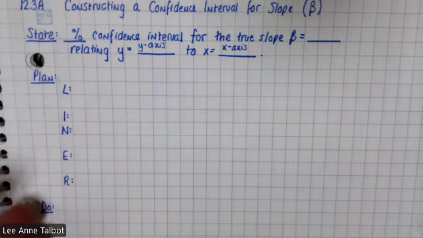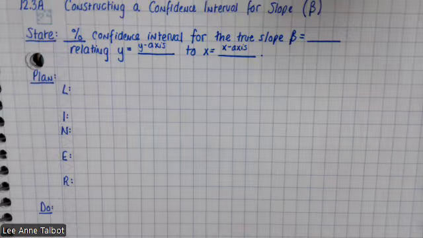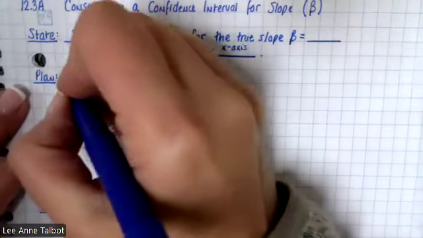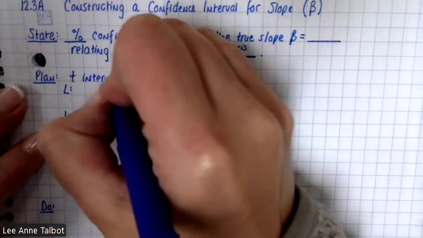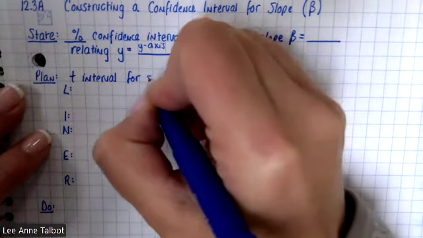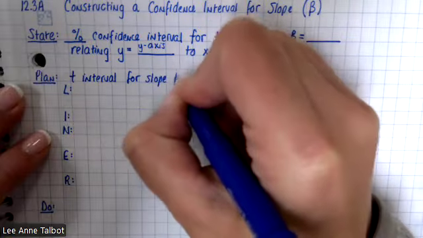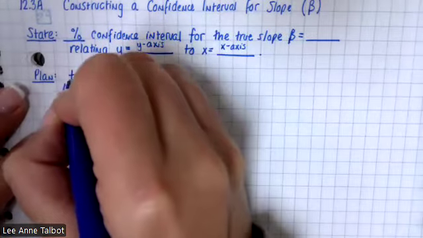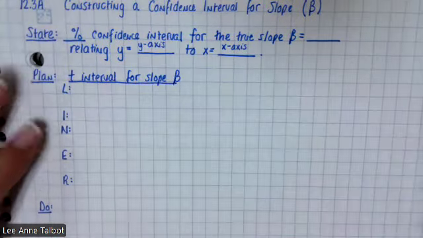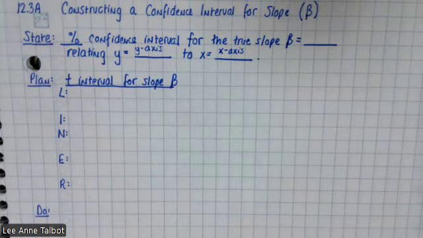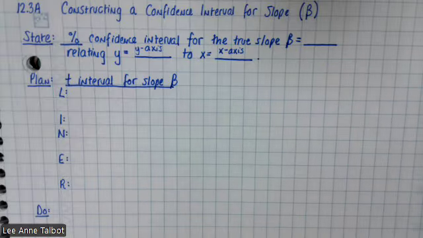Okay, now the plan is pretty much the most irritating plan that you could have. Notice I have 5 conditions. Great. Anyway, this is called a T interval for slope beta. And just so you know, slope intervals and slope tests use T and T star, not Z and Z star.